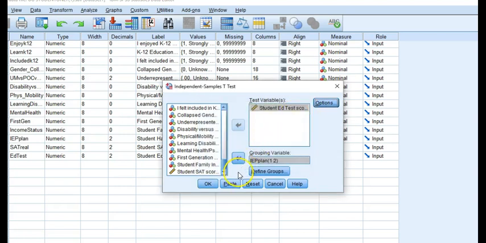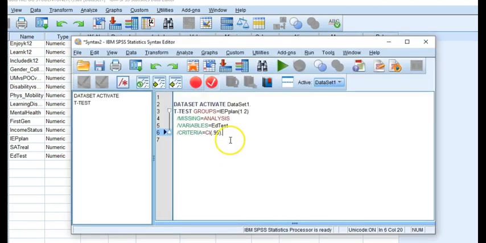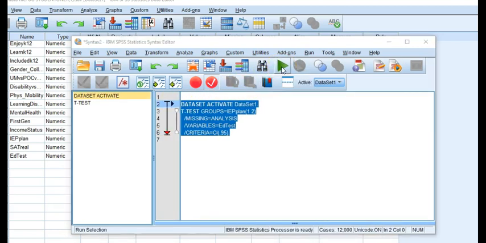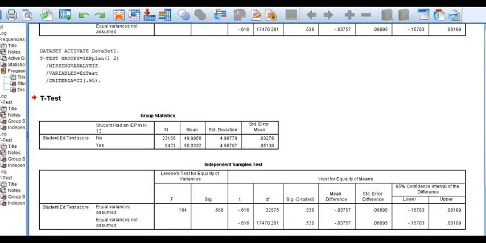Hit Close, and then I'm going to have you go ahead and hit Paste, because I'd like you to get in the good practice of running syntax. So we'll hit Paste. Up comes your syntax. You're going to highlight that syntax, hit the green Run button, and then your output should show up very shortly. I'm going to pause the video while SPSS thinks, and I'll come back when I've got some output. Alright, so this is what your output looks like. And in the box here we can see that 1 was no and 2 is yes.